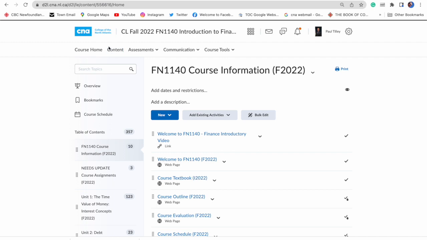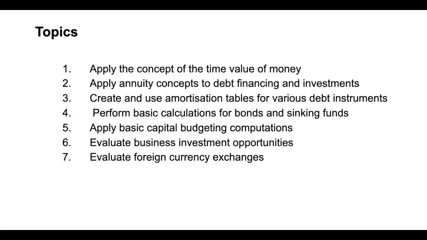The other thing that I wanted to bring attention to you with regards to this was the specific topics that we're going to be covering. So we're going to be applying the concept of the time value of money. We're going to be looking at such a thing as annuities. Annuities are just a stream of payments. That's all that means. And we're going to look at debt financing, investments. We're going to look at amortization tables, particularly in the second part of the course. Calculations for bonds and sinking funds, which are forms of investment.